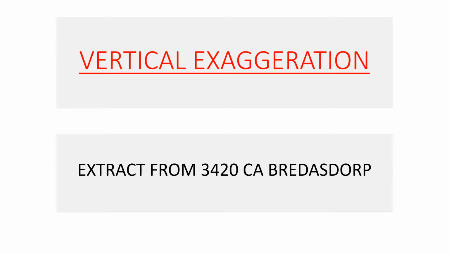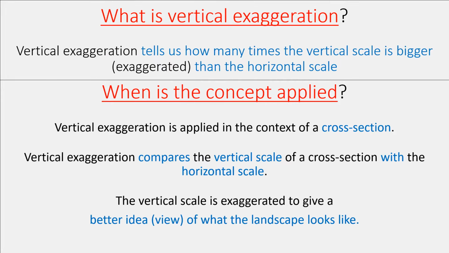This lesson deals with the concept of vertical exaggeration. The map that will be used is the 3420 CA Bredarsdorp topographical map. So what exactly is vertical exaggeration, and when do we apply the concept of vertical exaggeration?